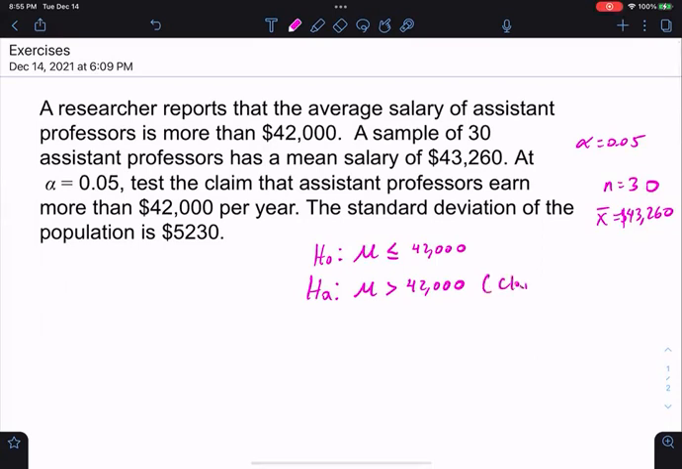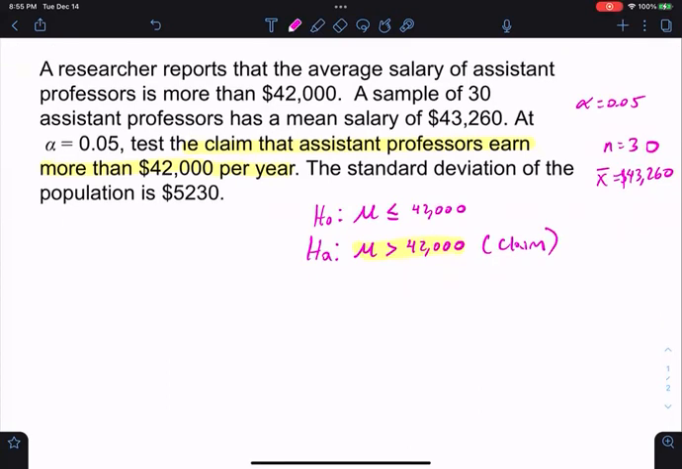Obviously, this is the claim. How do I know that? Because here they said there's a claim that the assistant professor earns more than 42,000. So it should be more than that. So this is the claim. Now that you have the claim, you need to use the z values. So the population mean is 42,000.